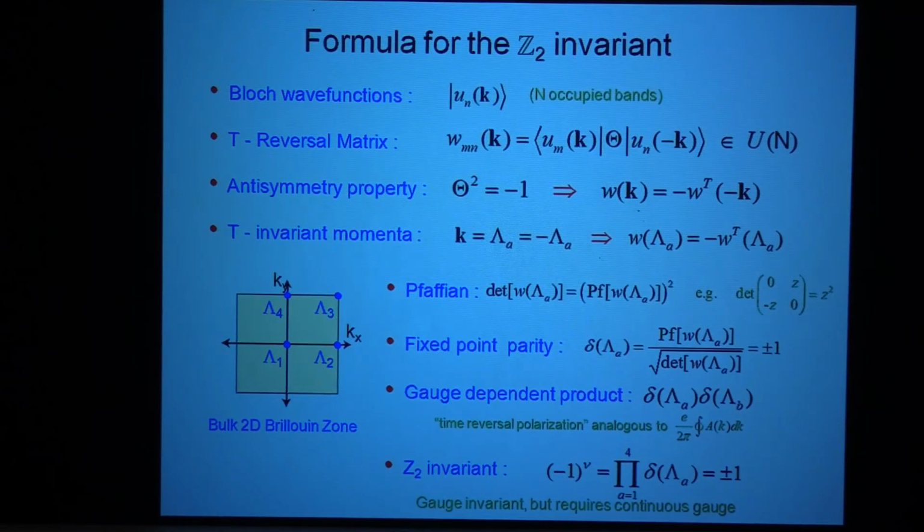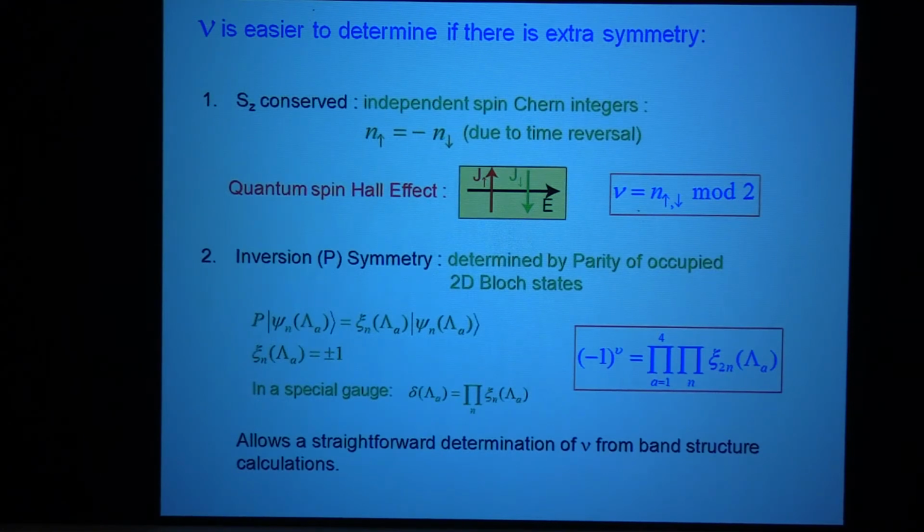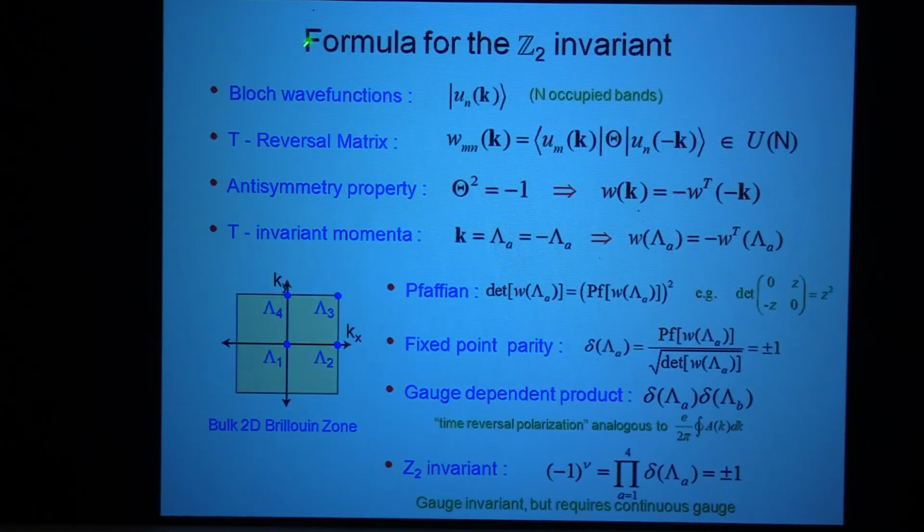Does anybody want to know what the formula for the Z2 invariant is? We can skip this. It's a little bit technical, so I think maybe I will skip this. You can calculate this Z2 invariant given a band structure, okay? And it's not that easy to do, and there are different ways you can do it. Some of them are easier to implement on a computer than others. This one is not so easy to implement on a computer.